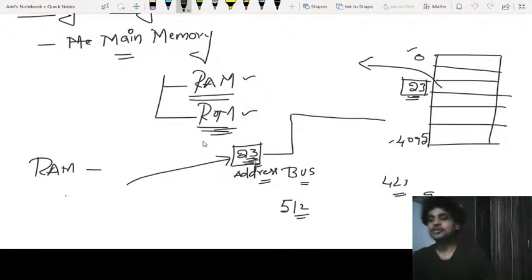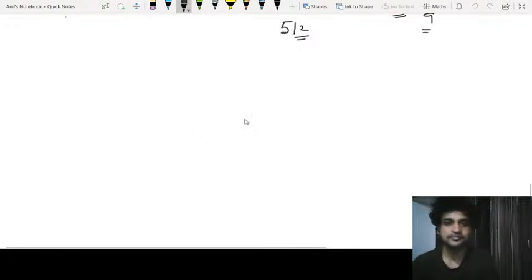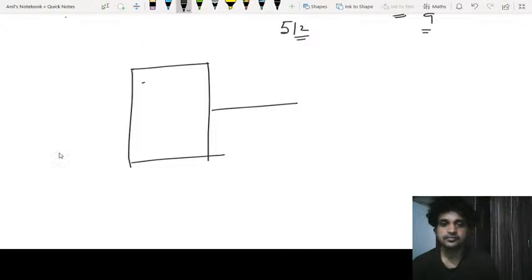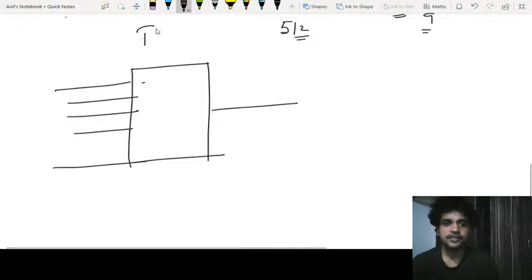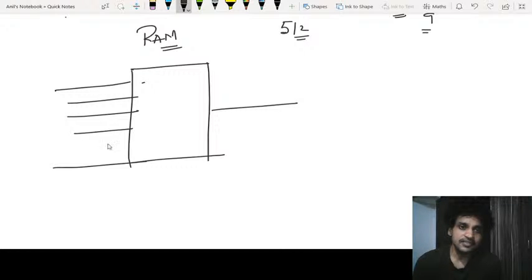Now let us get into the details of how RAM is designed. Let us say this is the RAM. When you have a look at a RAM, it has these many connections. There are a total of 5 connections you can see. There is something called CS1, CS2, read, write, address, data.